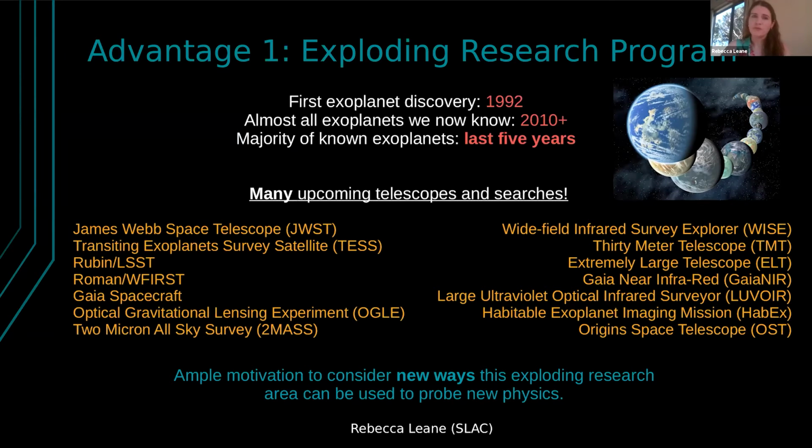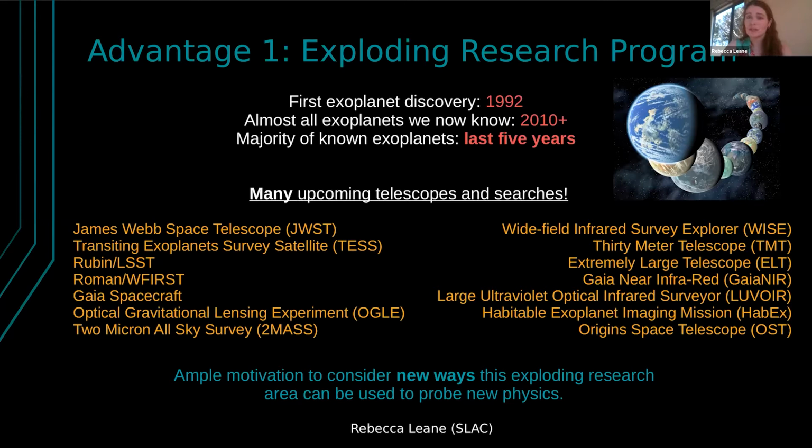And almost all of the exoplanets that we now know exist were only found in the last 10 years. And of those exoplanets, the majority were really just found in the last 5 years. So clearly this field is rapidly accelerating, and there are going to be a lot of new surprises and discoveries. On top of that, there are lots of new telescopes and searches that are going to be done. Many of these new telescopes are coming online. Some are already doing searches.